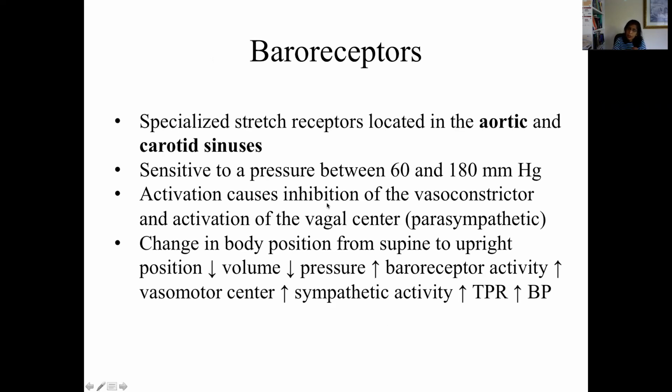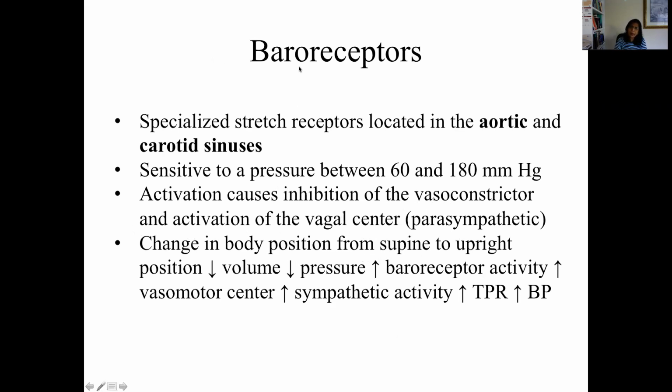Activation would cause inhibition of the vasoconstrictor. So higher pressure, for example, you want to lower the pressure. So that's the feedback effect. That's where you want to inactivate the vasoconstriction or trigger vasodilation. So vasoconstrictor is inhibited, and you would activate the vasodilator or activation of the vagal center. Those are the two ways by which you would bring about reduction in blood pressure.